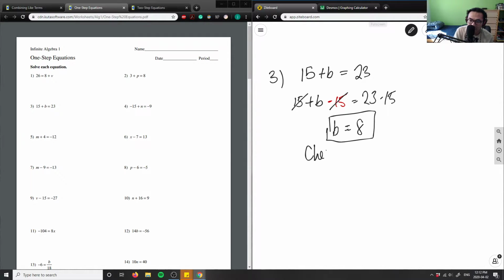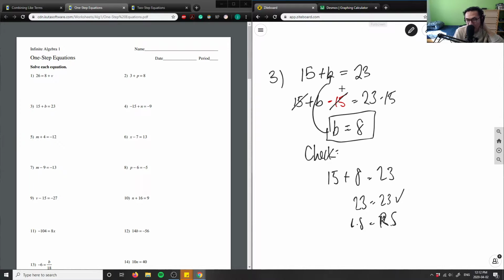Again, I can always check my answer. Again, this is optional. 15 plus, I can sub b back into the equation here. b equals 8 in this case equals 23. 15 plus 8 obviously equals 23. So 23 equals 23. I usually write something called left side equals right side. So everything in my left side equals my right side, which means this is a check. So I know for a fact that b equals 8 is my correct answer.